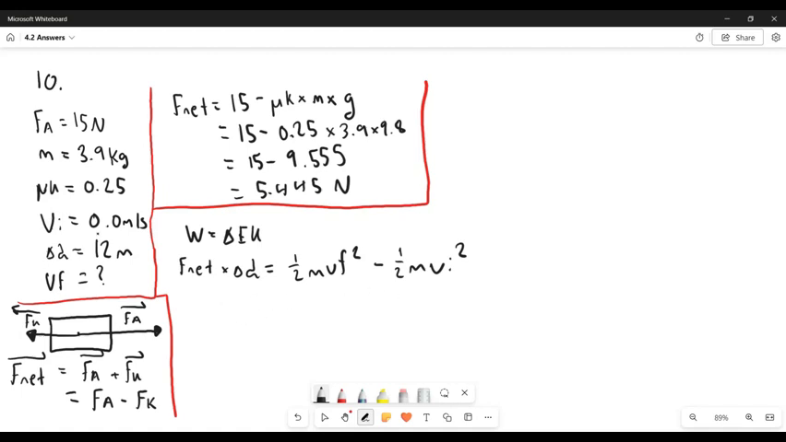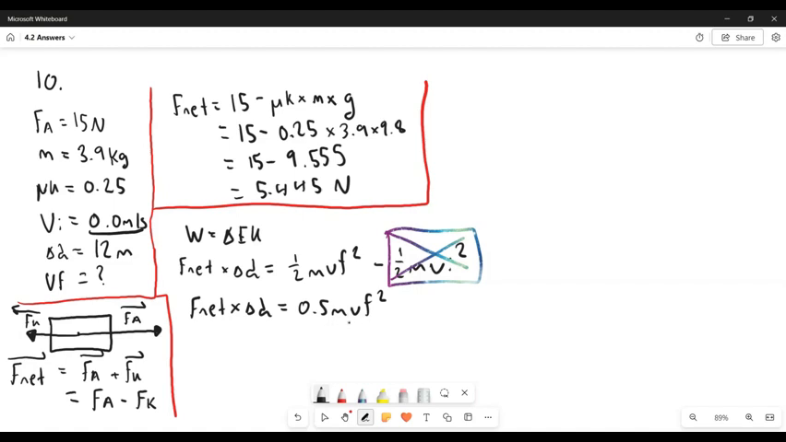Now we know that the initial velocity is 0 meters per second. And so if we were to plug in 0 meters per second here, then that would make this entire part 0. So we can simply cancel this out, and we are left with F net into the change of displacement equals 1/2 mv squared, or the final velocity squared. Simply, we can plug in everything we know here and here, and we can find the final velocity.